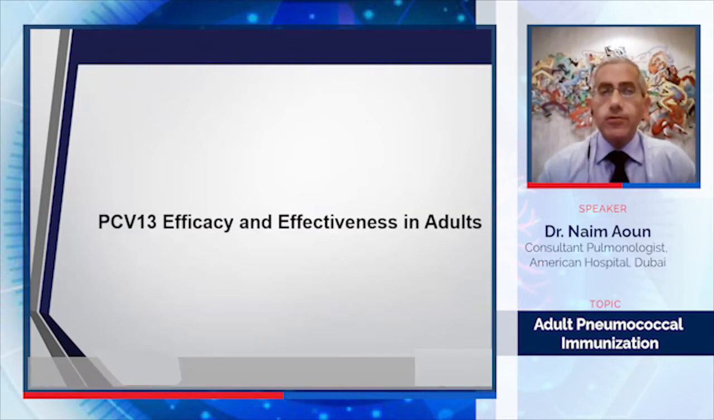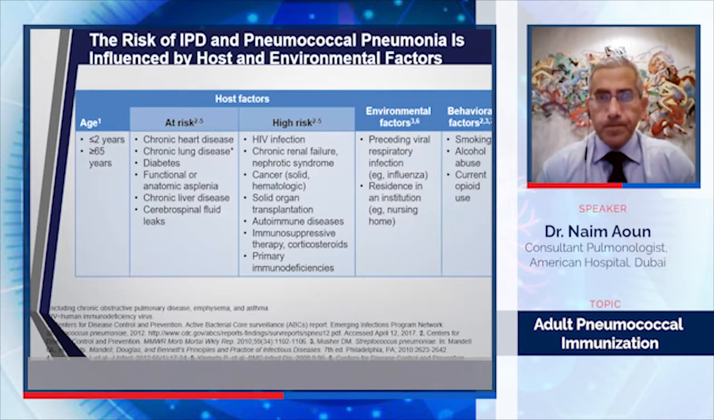Let us look at the PCV13 efficacy and effectiveness in adults. As we said earlier, community-acquired pneumonia and pneumococcal pneumonia severity is influenced by host and environmental factors. Host factors: less than 2 years old, more than 65 years old. At risk are people with chronic heart disease, COPD, asthma, diabetes, functional or anatomic asplenia, chronic liver disease, CSF leaks. Those are people at risk. You also have, of course, the people at high risk with HIV infection, chronic kidney disease, solid and hematological cancers, solid organ transplantation, obviously autoimmune diseases, people on immunosuppressive therapy, no matter which one it is, or corticosteroids, people with primary immune deficiencies. Also, what do we have as environmental factors?